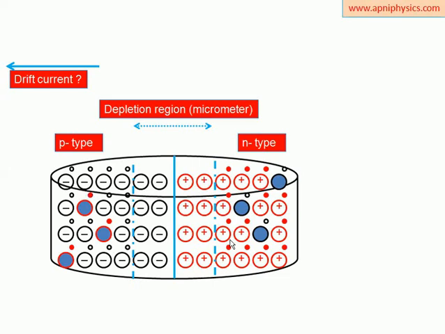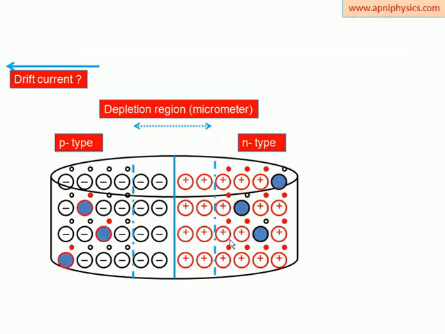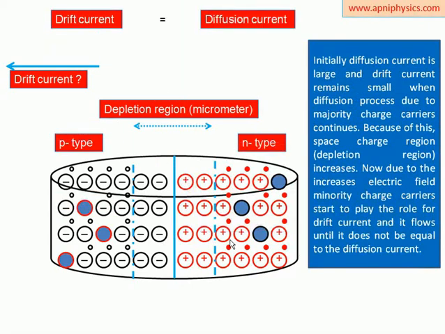So drift current is because of the minority charge carriers, right? Now you have seen that these are the flow of minority charge carriers from the n side to the p side, and as a result of that you can observe the drift current. So the drift current direction is from the n side to the p side, and the diffusion current is from the p side to the n side, right?